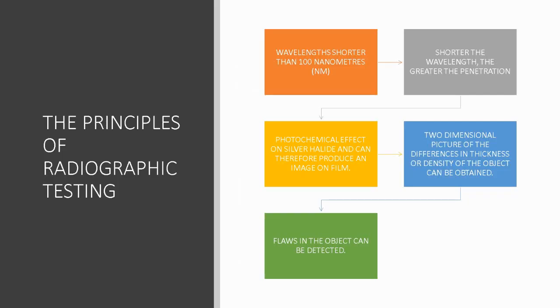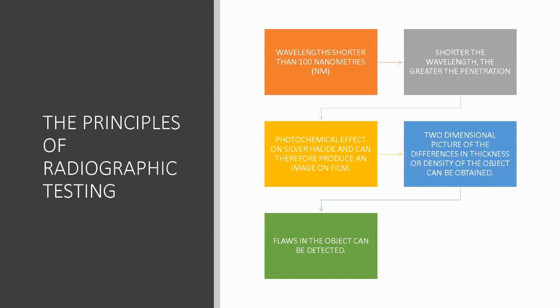Now I'll be discussing the principles of radiography testing. X-rays and gamma radiation have wavelengths shorter than 100 nanometers. At this short wavelength, the energy can penetrate through solid materials. The shorter the wavelength, the greater the penetration will be. Just like visible light, X-rays and gamma radiation also have a photochemical effect on silver halide and can therefore produce an image on film.